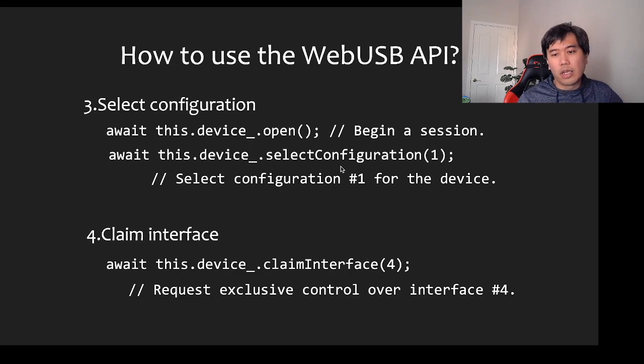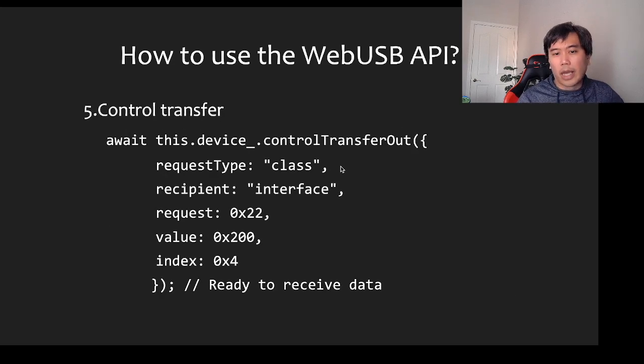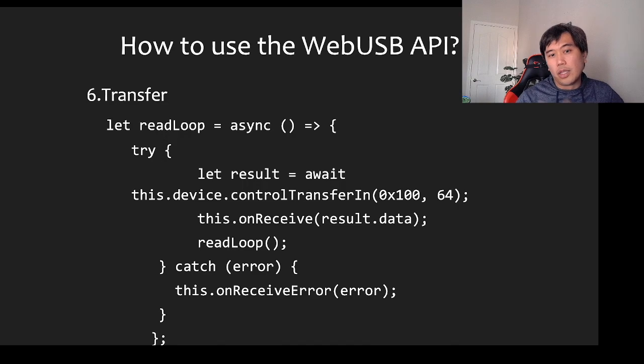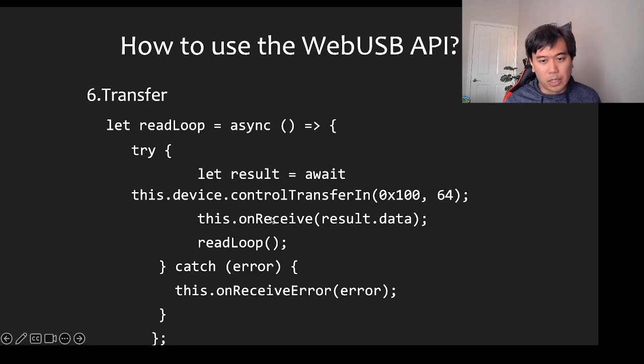And once you claim the interface, you need to understand how to do the control transfer. There are different control transfers that are available out there. You can request, and you have to understand these values. And once you have those, then you can transfer the data. And you also need to specify some values in order to receive it properly. And then you can loop through and get the data in.